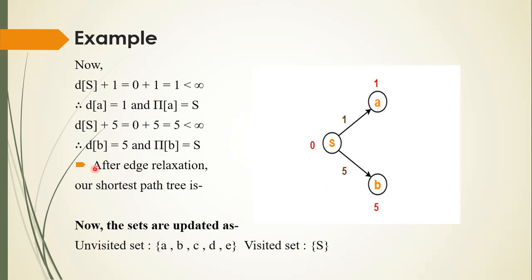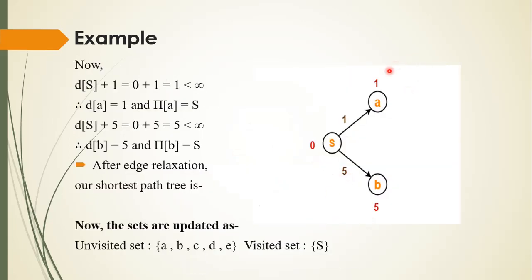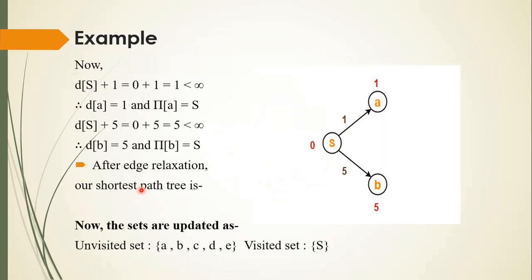After edge relaxation, initially it was infinity and 0, and now it is updated to 1 and 5. From these, the minimum distance is S to A, that is 1. So we select the new vertex A. Now the sets are updated also. S is put in the visited set, and A, B, C, D, E are the unvisited vertices. Now we select A.